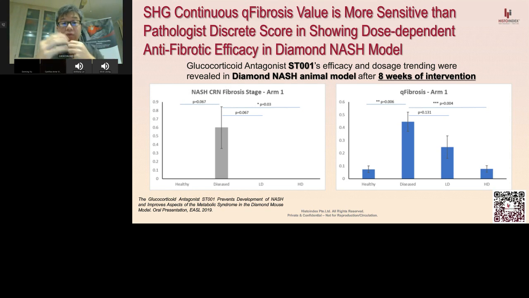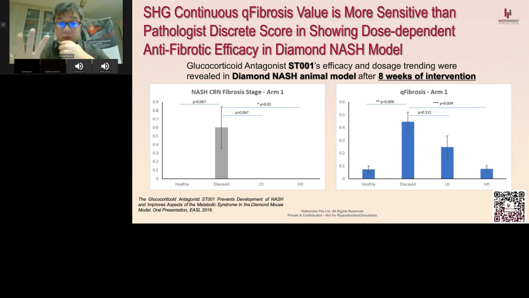All right. So I hope I've shown in the past few slides convincing data on the advantages of the SSG continuous measurement of fibrosis and steatosis over that of pathology's categorical discrete staging or scoring. I've mentioned this previously: the platform itself, the SSG, not only shows the performance of the therapy objectively and consistently, but it also allows us to provide to the sponsors the dose-dependent efficacy of the drug.